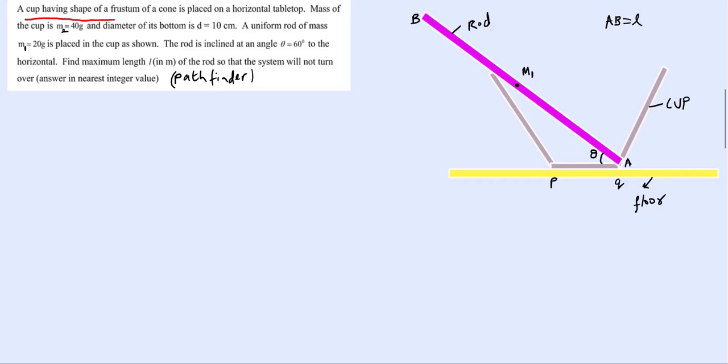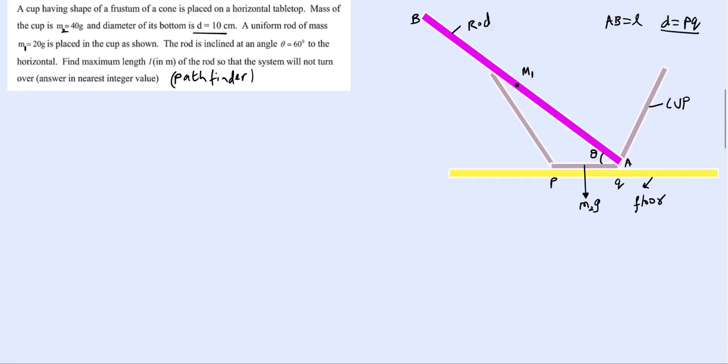A cup having the shape of a frustum cone is placed on a horizontal tabletop, horizontal floor. Mass of the cup is M2. Here is the mass of the cup; we'll show it acting here like this. The diameter of its bottom is D equal to 10 centimeter. We'll add on that one. PQ equal to AB, this particular thing.